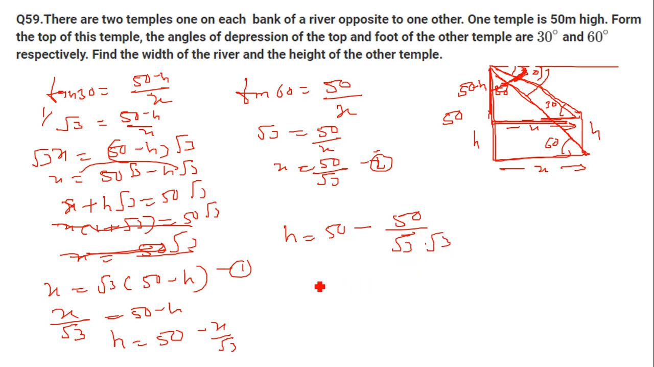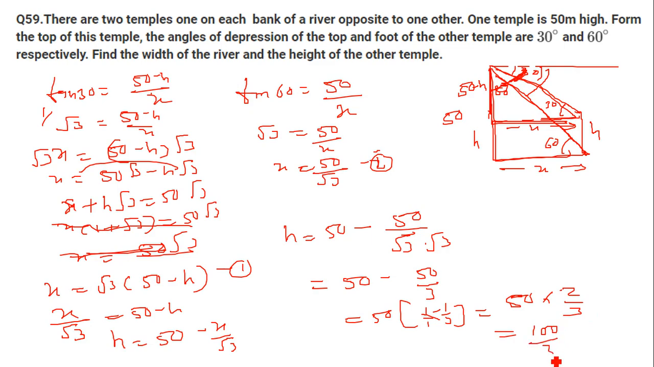And root 3 is already there. So root 3 into root 3 is 3. 50 minus 50 by 3. So what do we get? 50, 1 minus 1 by 3, that is 50 into (3 minus 1) by 3. So 3 minus 1, that is 2 by 3. So this is 100 by 3. So this is the answer. The height is 100 by 3 and the x is 50 by root 3.